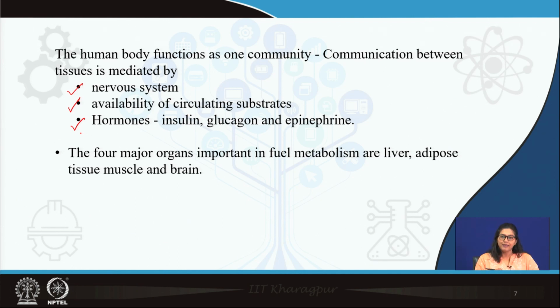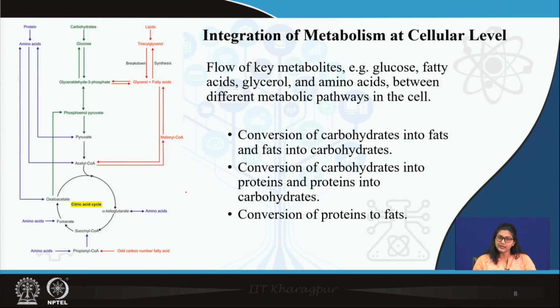Now, based on these concepts, the major organs whose fuel metabolism we are going to discuss are the liver, the most important organ, then adipose tissue, muscle, and also brain. We are going to discuss the metabolism of all these organs. But before that, let us see how integration occurs at the cellular level.